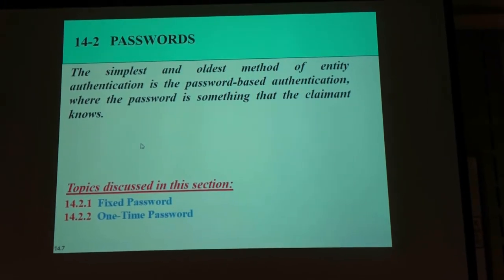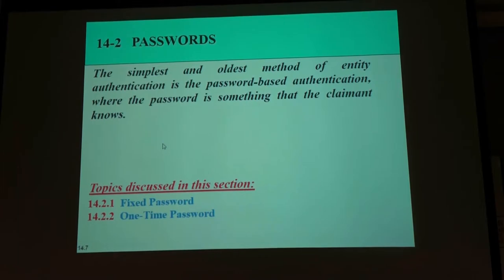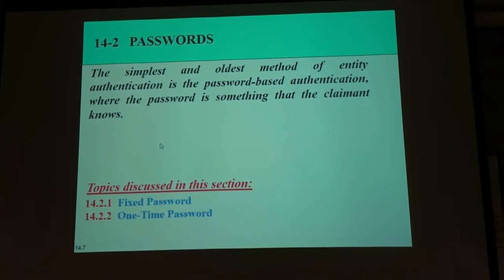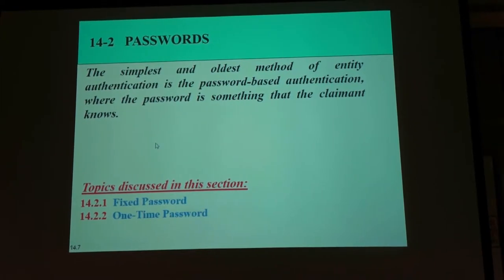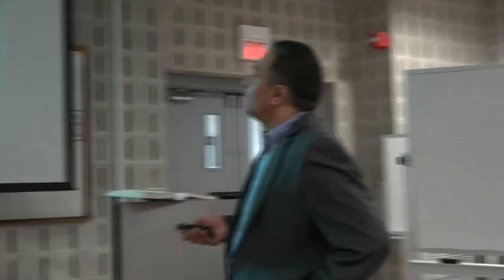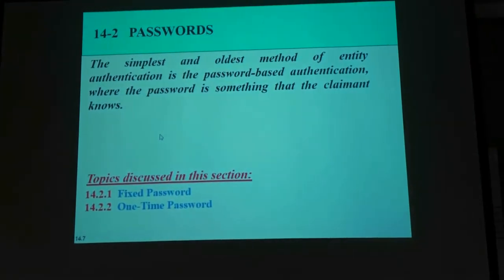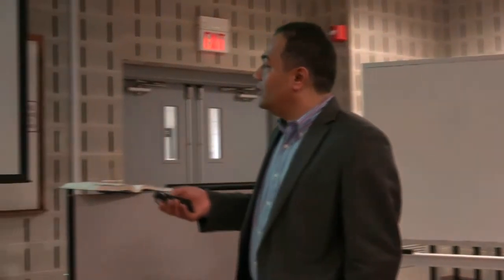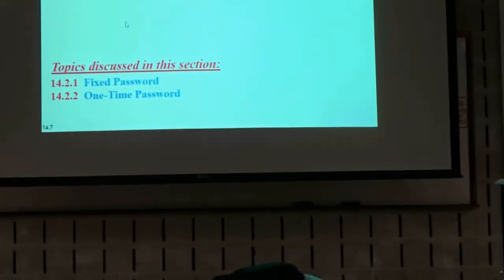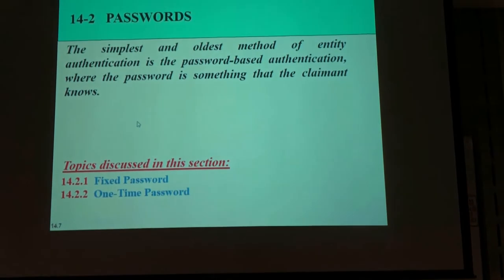It cannot be any simpler. So there is something called passwords that we could talk about. Usually there is something called an ID, which is public. Your ID is public, but your password is private. The simplest and oldest method of entity authentication is password-based authentication, where the password is something that the claimant knows. I claim this is my entity, it's public, but this is a password that I know. So we could have a fixed password or a one-time password, which we call a session password. I think it makes sense so far.